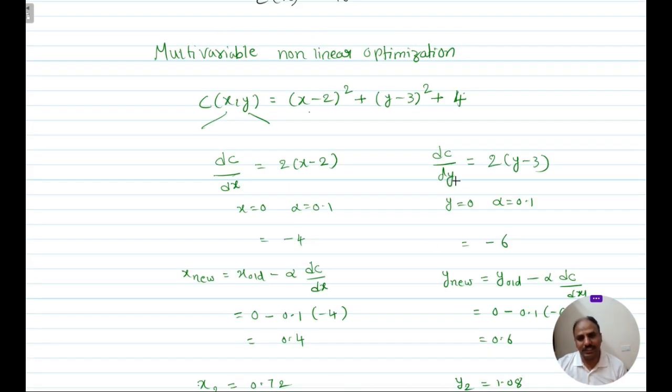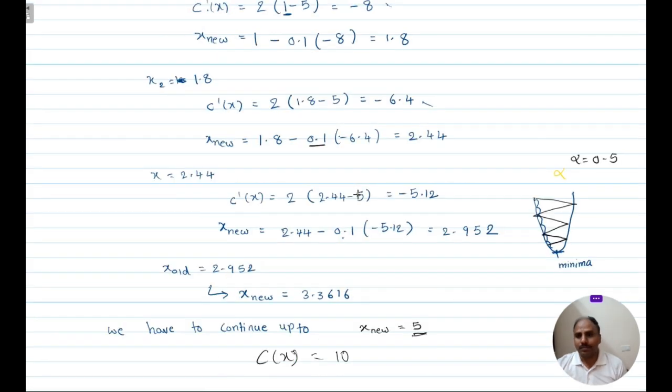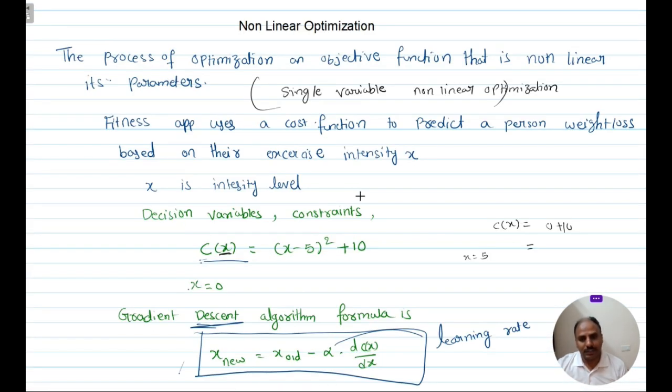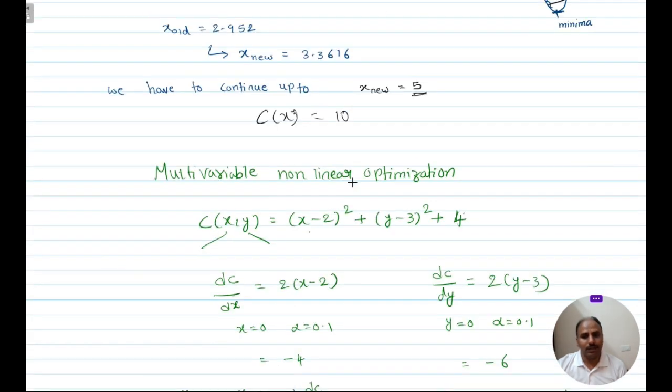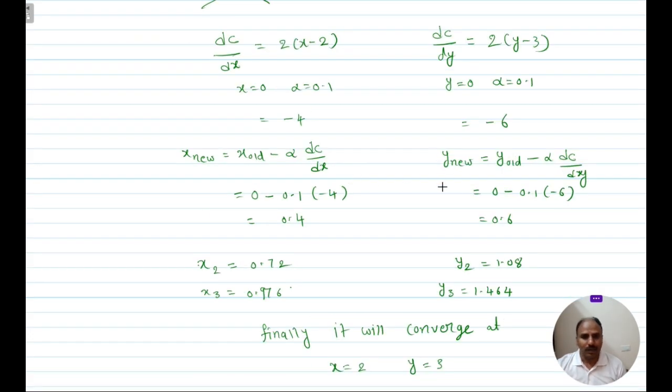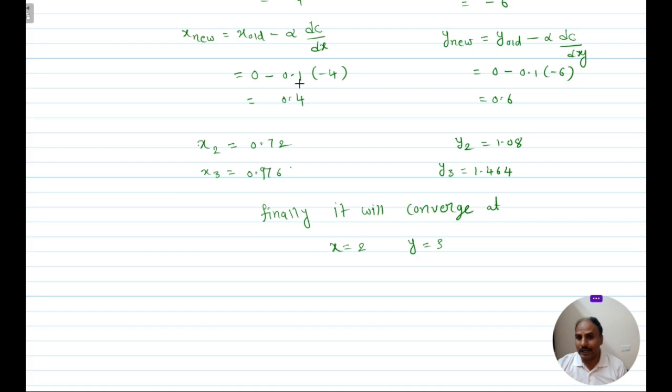So here we have taken two decision variables to optimize our cost function. For the nonlinear, just revise: there are two types, single variable and multi-variable nonlinear optimizations. And this depends on the learning rate. Throughout this lecture, I have taken only 0.1. You may consider any one, that is 0.5, 0.7, up to 1. You can take any value.